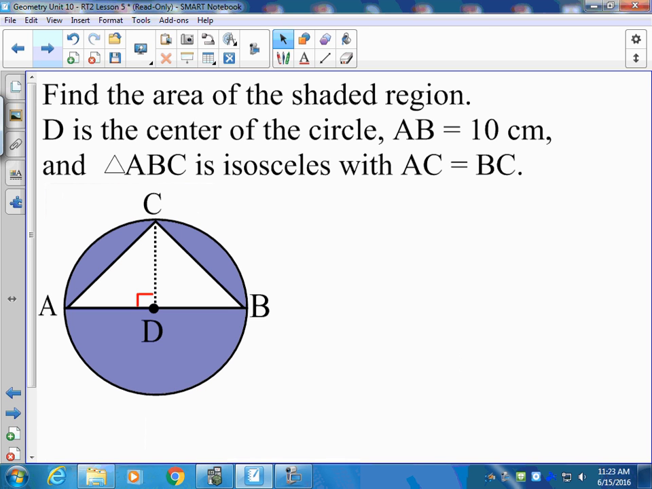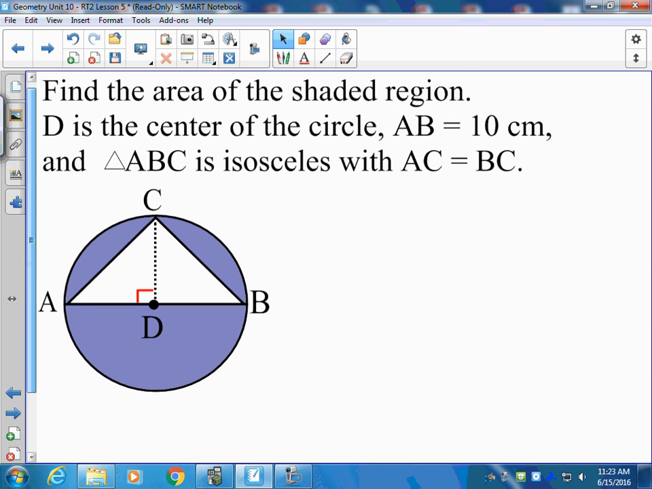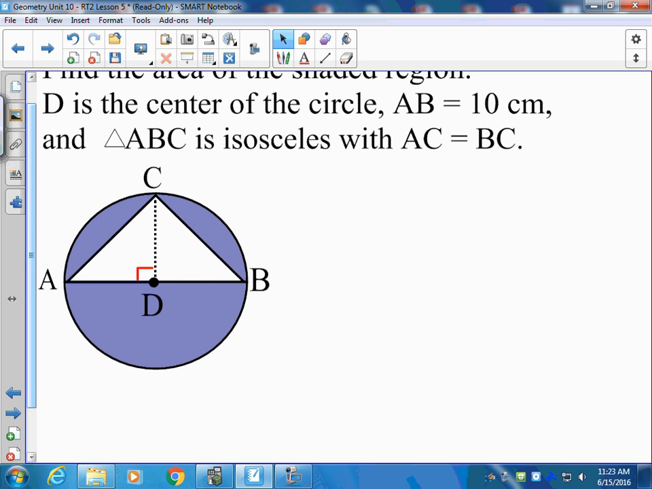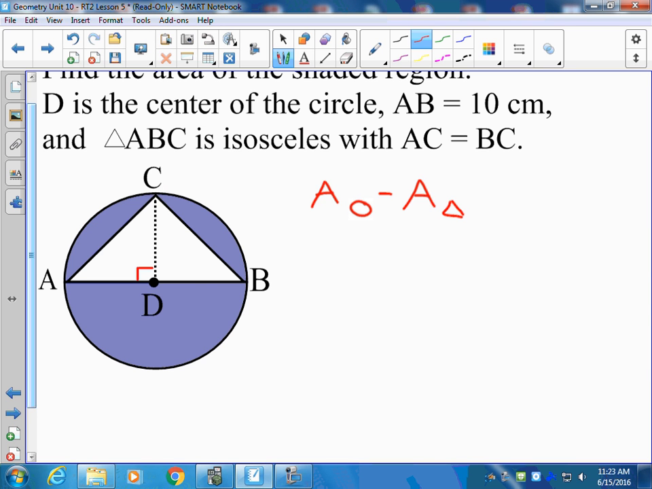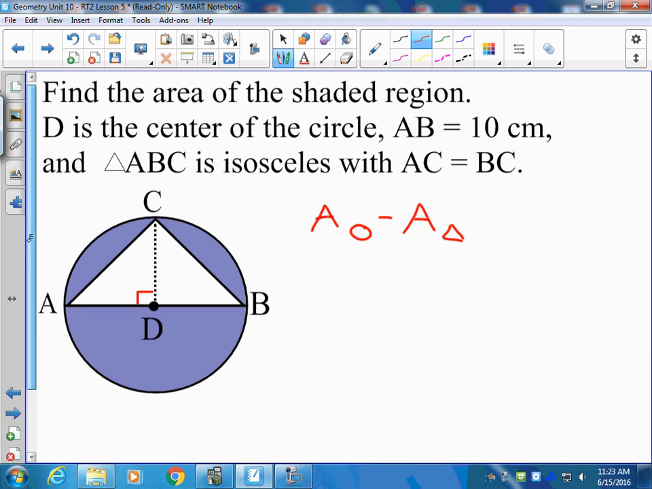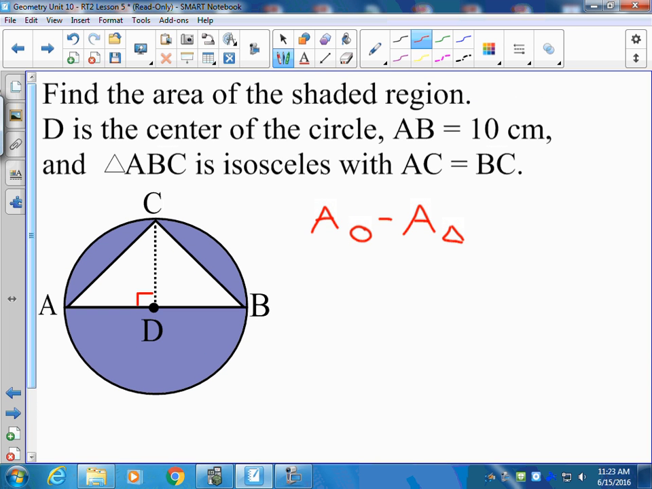Okay, we're trying to find the area of the shaded region. Based on the fact that we've got a circle for our large piece and a triangle for the small piece, to find the area of our shaded region, we have to find the area of the circle, and then we need to take away the area of the triangle. So we have to think about the measurements that we need for both.